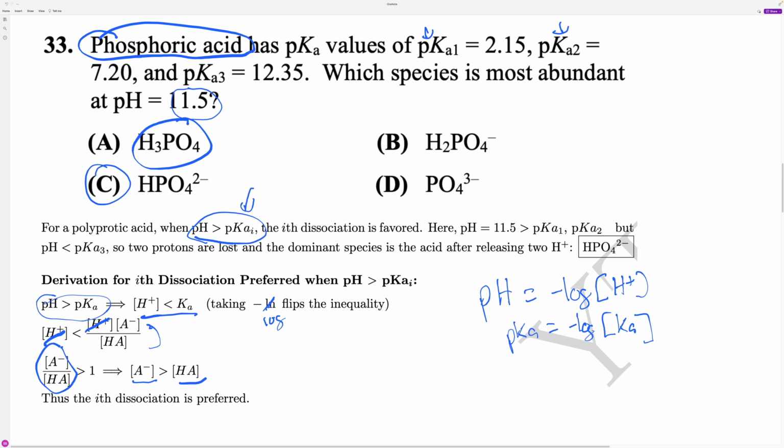And all that's saying is that it's going to be preferred to dissociate into A minus and H plus compared to just staying in its regular acid form, HA. So the dissociation is going to be preferred. So that's just proving why when pH is greater than pKa, that dissociation is favored.